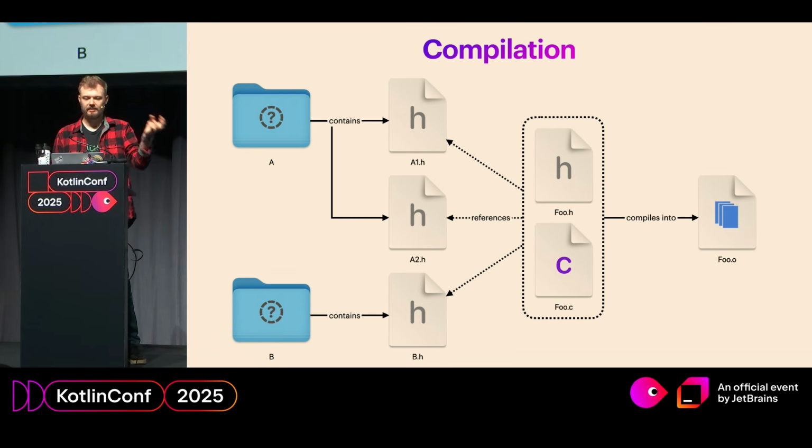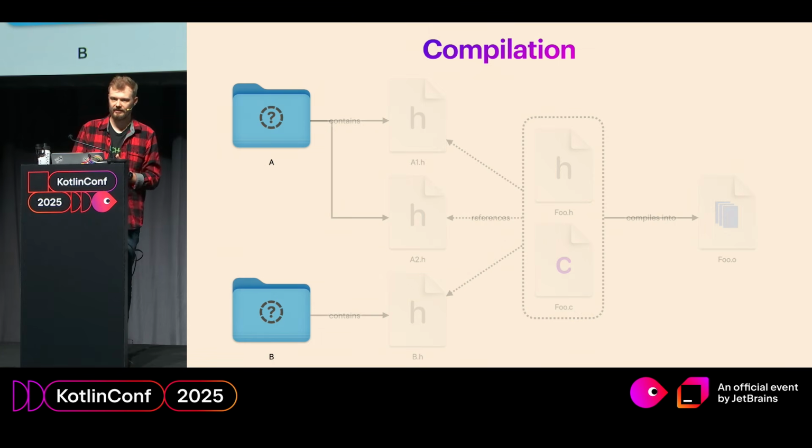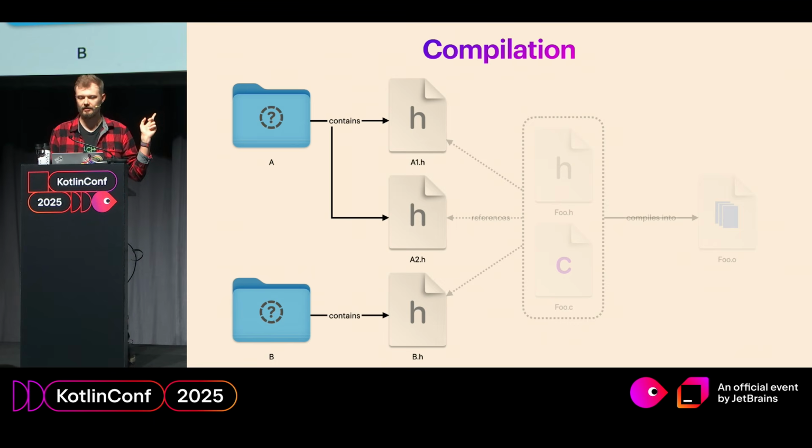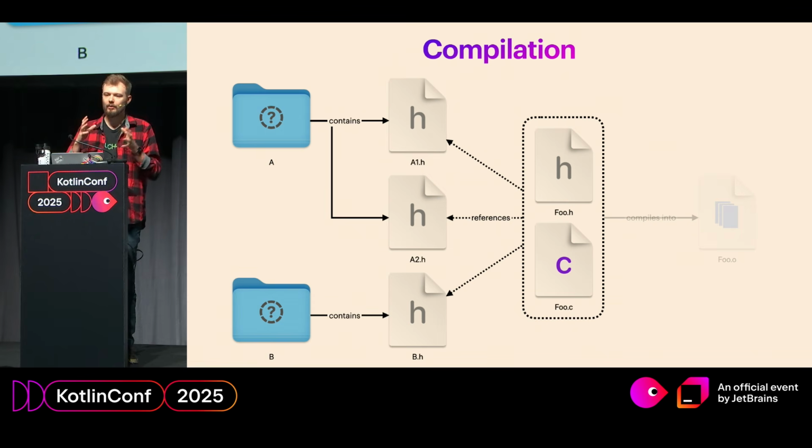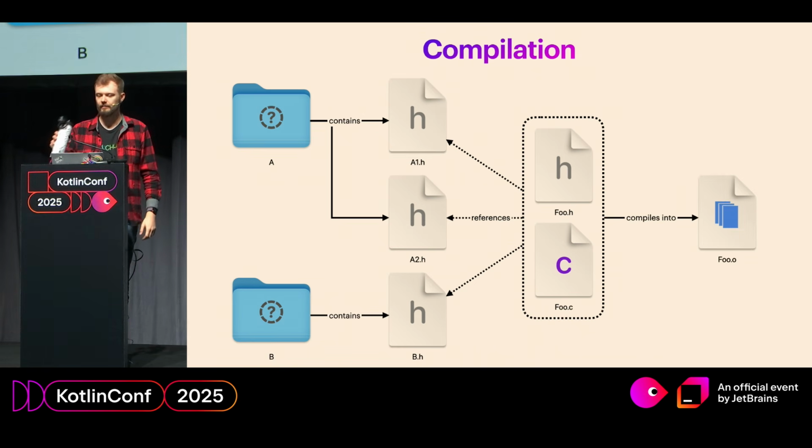So with that, let's take a look at a visual of how it all is put together. We have the dependencies. At this point, we do not care what they are. All we care about is that they give us the header files. And then we have our own header file and the C code file. Those reference the symbols declared in those headers and produce an object file.